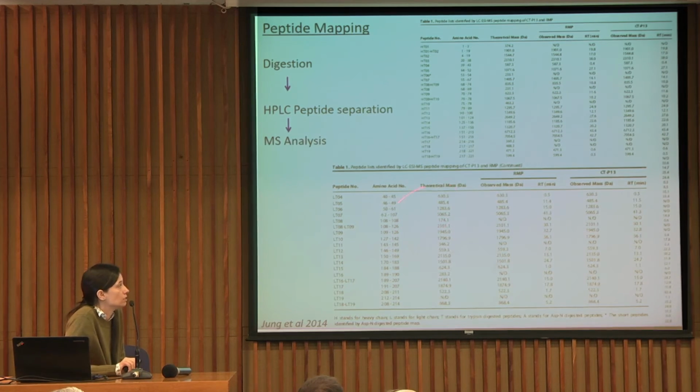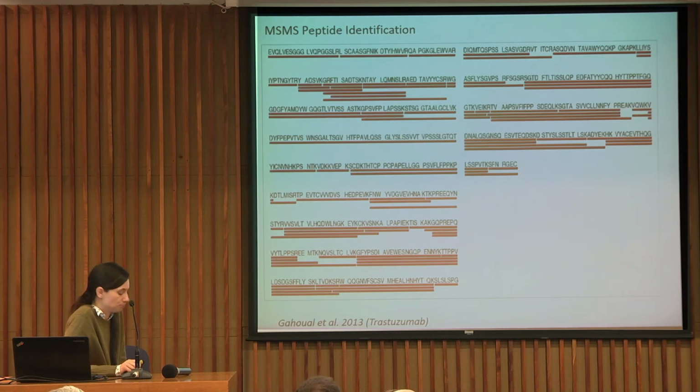So these are tables that already exist for the innovators, and all you have to do is compare your sample. You will usually run an innovator at the same time in case there is a problem with your instrument, and you will compare the masses of the peptides. This is the way to plot the MS analysis.